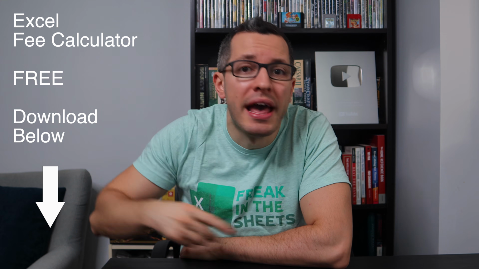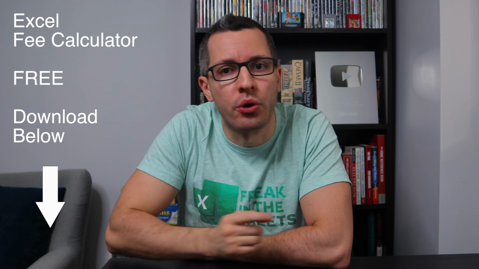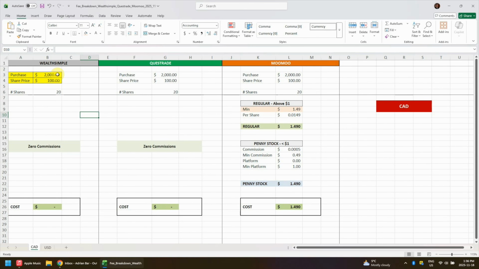I put a lot of hours into making this Excel fee calculator, so click the link down below to download and play with your own numbers. It's totally free. At the top left in yellow, this is the only thing you need to change. Just enter how much money you're investing and the share price, and everything else gets calculated automatically. It's separated into three columns, Wealthsimple, Questrade, and Moomoo.